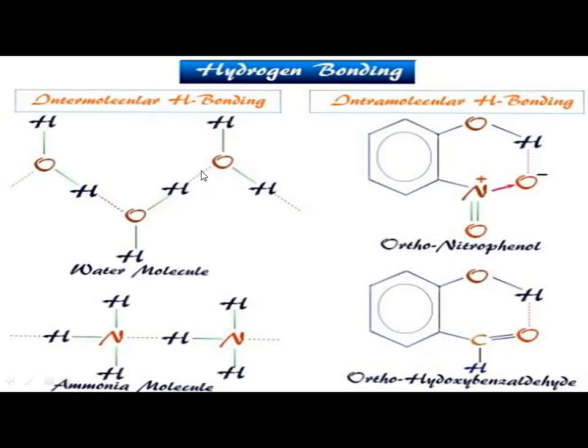Why does ice float on water? Because water molecules form intermolecular hydrogen bonding, they will get into cage-like structures. Due to that cage-like structure, ice will have lower density than water, and therefore it floats on water. So the reason why ice floats on water is hydrogen bonding.